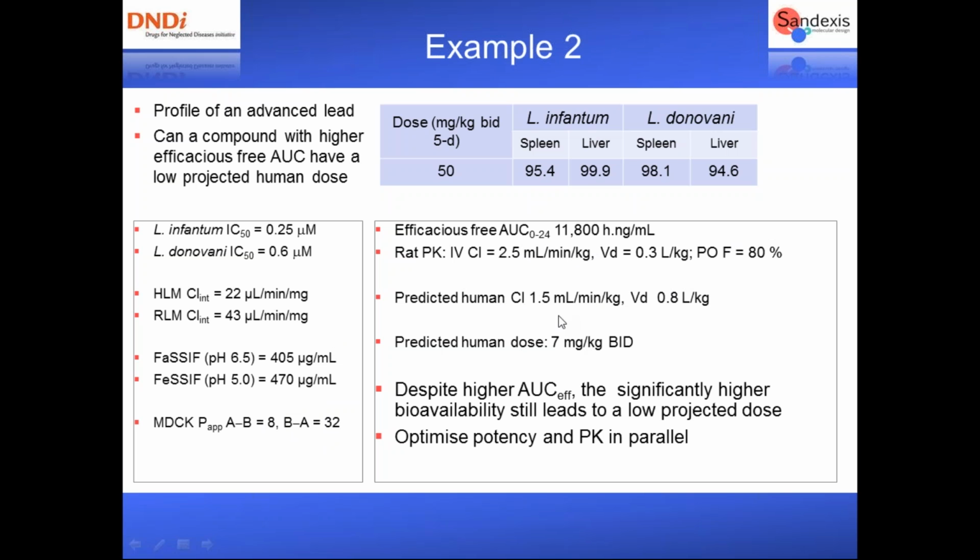And working through those numbers again using the tool, this compound's predicted to have very low clearance in human, and combining the low clearance prediction actually gives us a really very sensible looking dose prediction. So even though for this compound you need significantly higher free levels to drive efficacy, because of the dramatic increase in bioavailability, those two things kind of cancel each other out, and we can still achieve very acceptable human PK predictions.